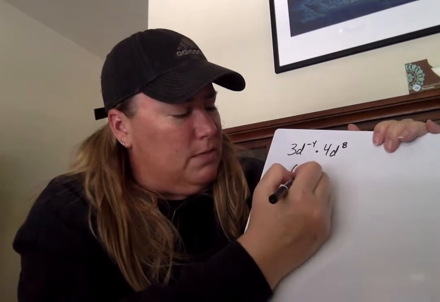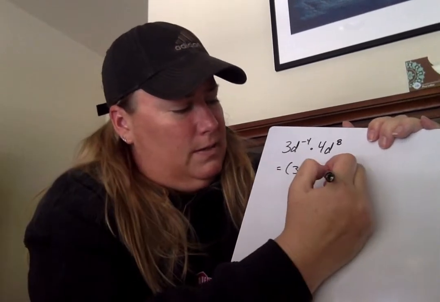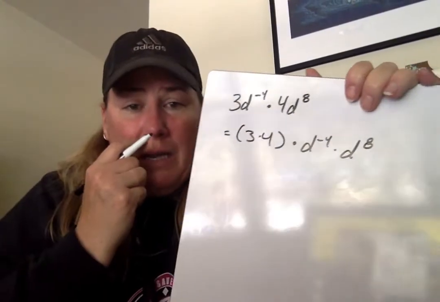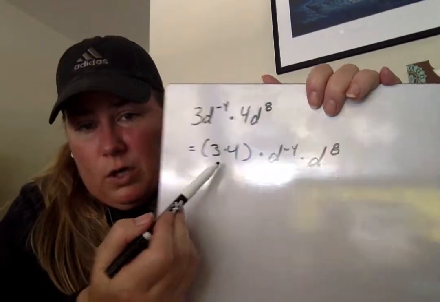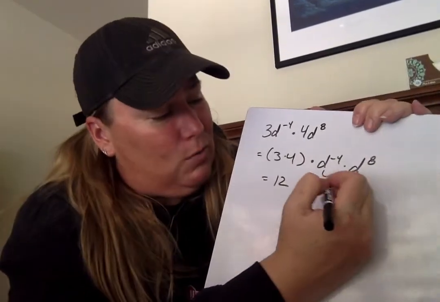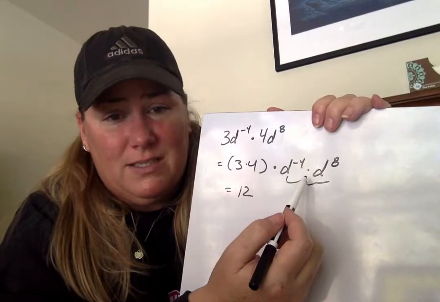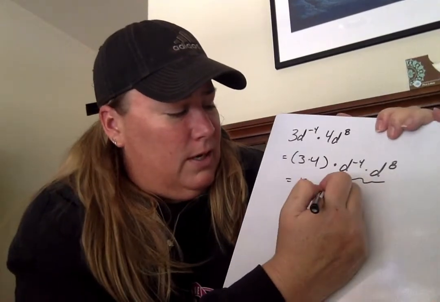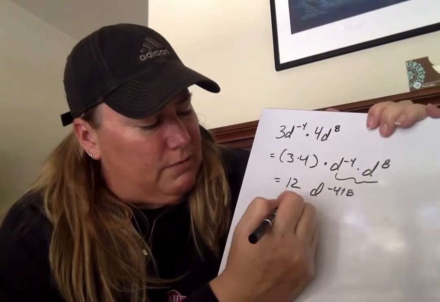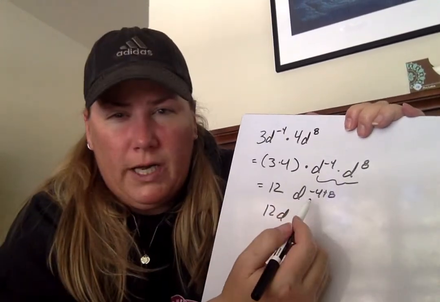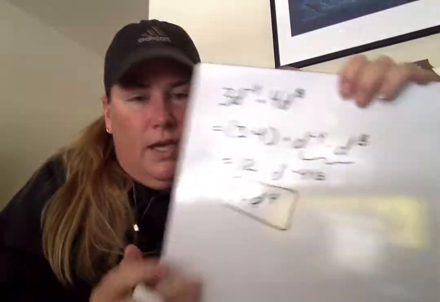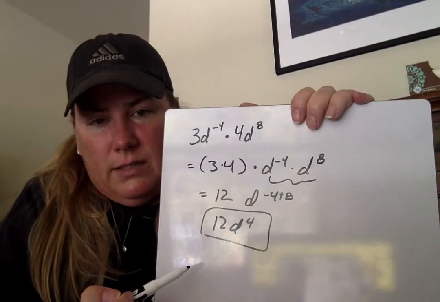So I group these up times d to the negative 4 times d to the 8. So that way I don't forget to multiply 3 times 4. So I have 12. I took care of that now, and now I can work with these guys. And since the base is the same, you're going to add your exponents. So it becomes d to the negative 4 plus 8. And so you have 12d to the 4, negatives and 8 positives, 4 positives. And you're done. You can't do anything more with that.